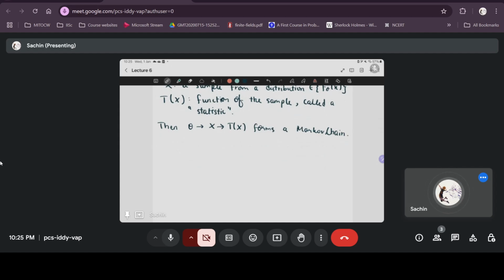Yes, is there a question? So that's what I said. It's not specifically for theta, x, T of x. For any random variables x, y, z, if z is a function of y, then x, y, z form a Markov chain.